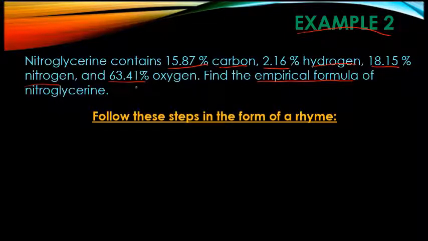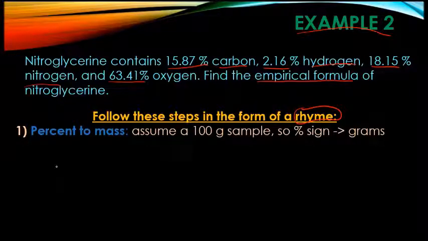So when we're just doing the percent problems, we like to follow this easy rhyme to help us remember the steps. And in other problems, you can still use parts of the rhyme depending on what type of data they give you to begin with. But the first step, of course, is changing the percent to the mass, percent to mass. So we're assuming a 100-gram sample, change the percent sign to grams. Just cross it out and change it to grams.